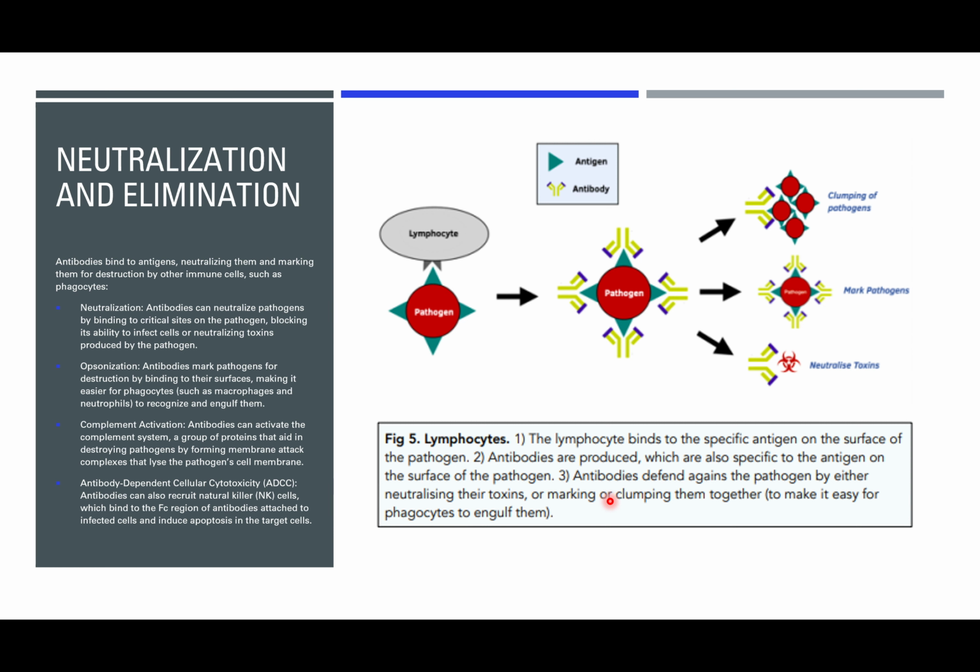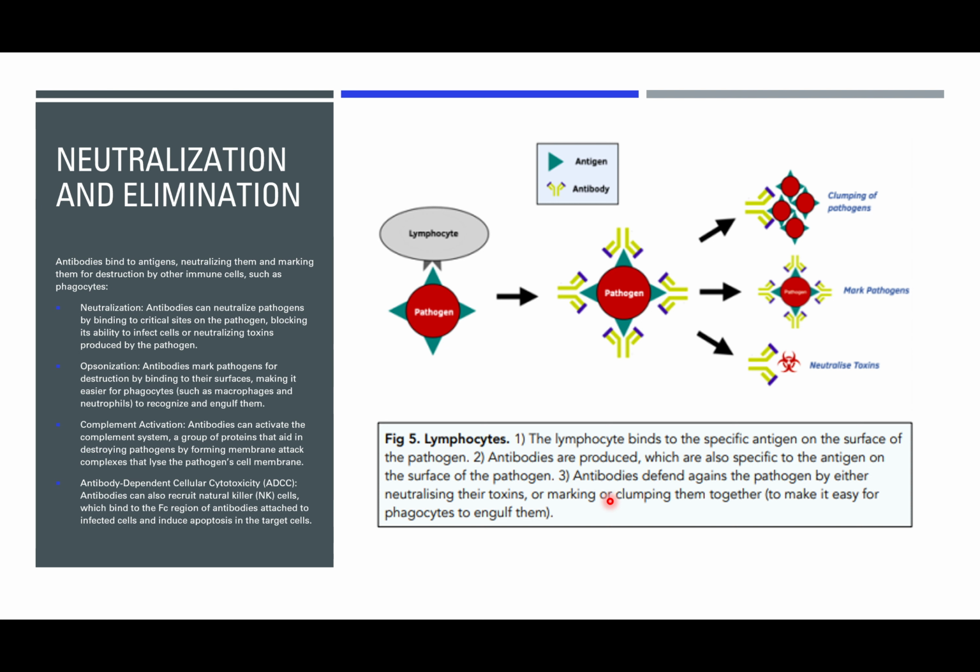They also have antibody dependent cellular cytotoxicity, where antibodies can recruit natural killer cells to bind to the Fc regions of the antibodies, and cause the natural killer cells to destroy or cause apoptosis in the target cells. So the focus of the lymphocytes specifically: they will bind to a specific antigen and present it onto their surface.